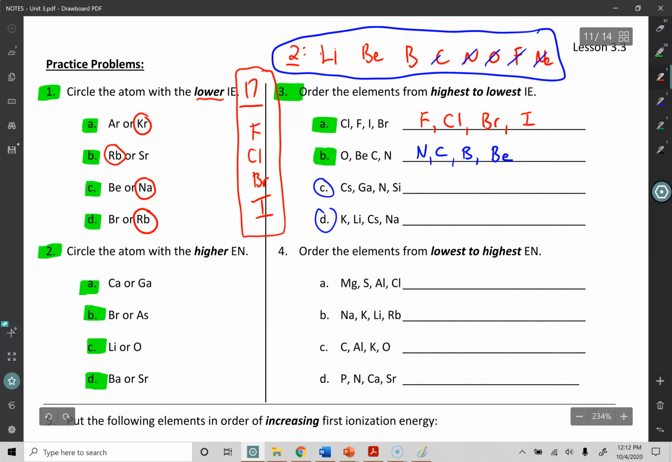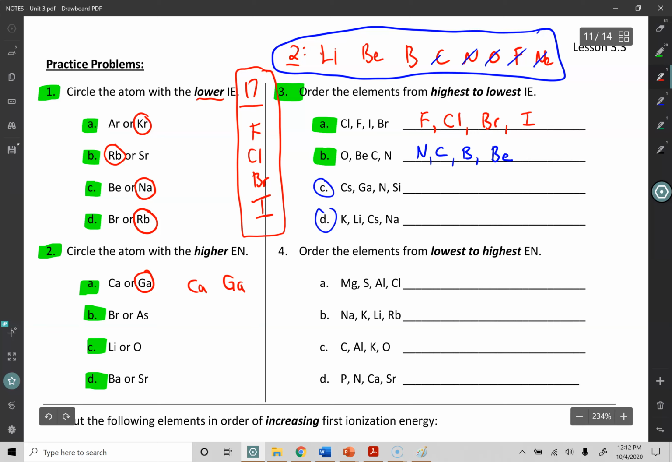All right, let's check these out. We want to circle the atom with the greater electronegativity. So that's going to mean the ones that are further to the right and closer to the top of the periodic table. Calcium and gallium are in the same period. Calcium is to the left of gallium. So the greater electronegativity is going to be gallium.